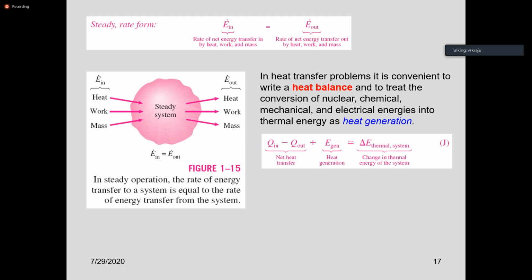So in such cases, we have to add an additional term. That is, Q in minus Q out, that is the heat transfer component, plus there is some heat generation, is equal to nothing but the change in thermal energy of the system. So that is the component we have to add as a generation component in the heat transfer equation.